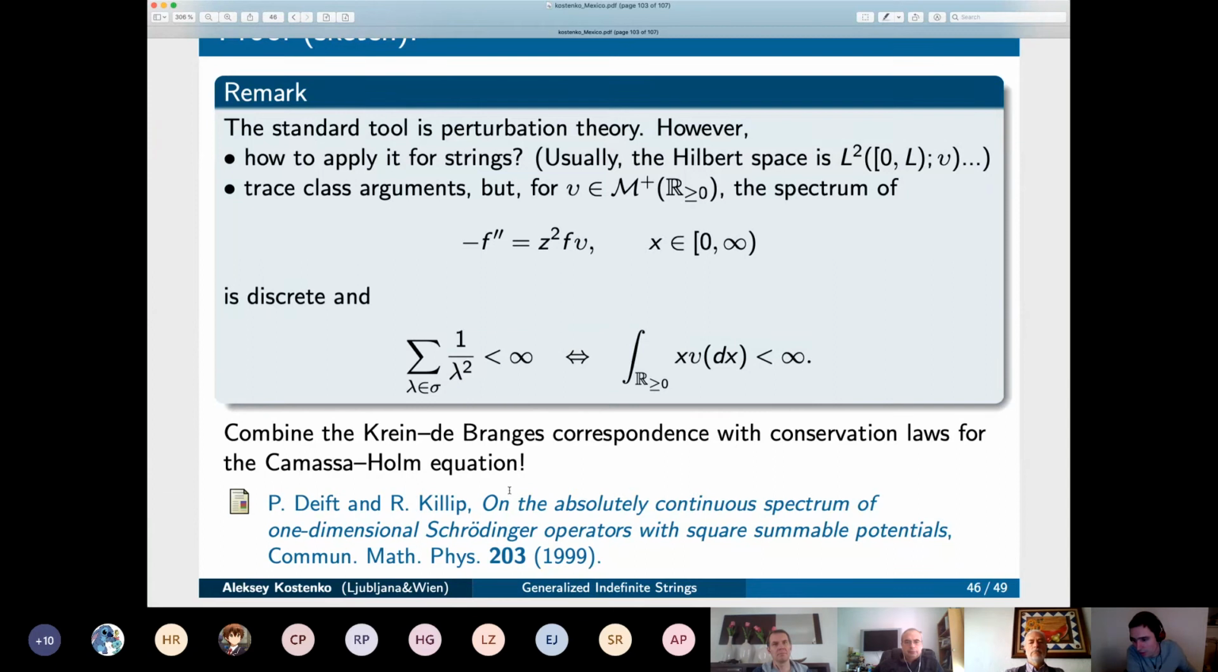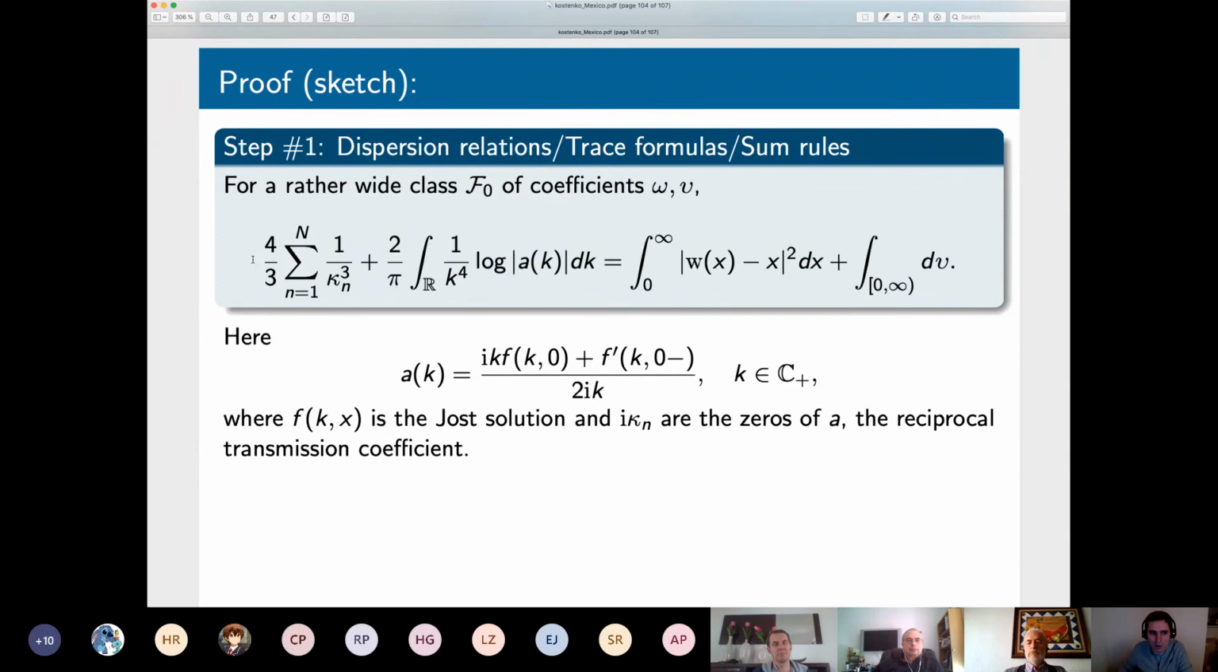In our case, in particular for the second theorem, the conservation laws, or dispersion relations, or trace formulas, or sum rules, look very nice and simple, where A is just the standard transmission coefficient. If we assume some additional smoothness on our coefficients, then we can prove this nice statement. The right-hand side provides control on two summands: the first gives an analog of Lieb-Thirring inequalities for eigenvalues, and the second provides control on the absolutely continuous part of your measure.